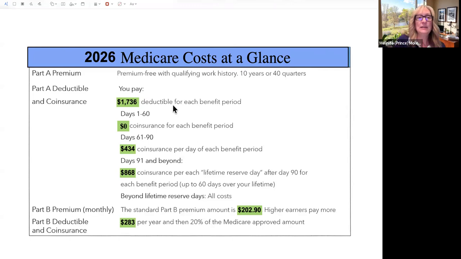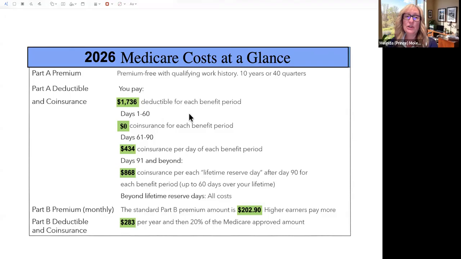Let's talk about how A and B work, what's covered and not covered, or I should say, what they're financially paying on your behalf and what you're left financially responsible for. So under Part A, hospital admitted stay, we have a deductible that is $1,736. You'll notice that it says it's for each benefit period.